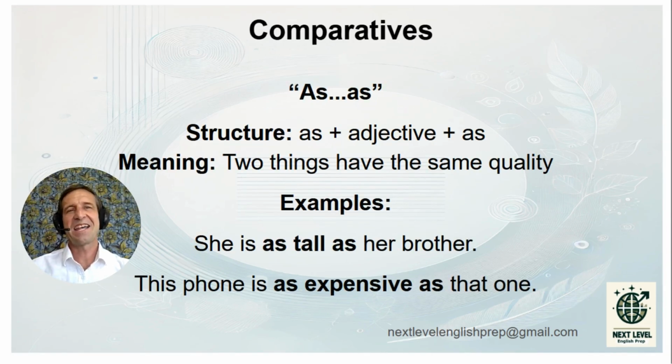Next, we have as, as. The structure is as plus adjective plus as. And it means that two things have the same quality or degree of the adjective used. Like, she is as tall as her brother. They're both exactly 5 feet tall.